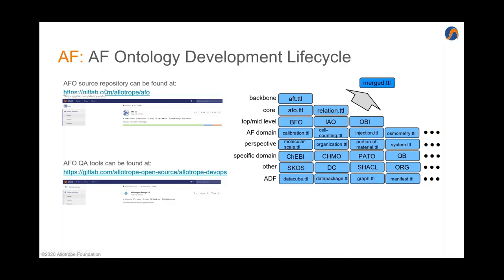And the AFO sources repository can be found at gitlab.com, allotrope/AFO. And the QA tools and the development tools can be found at Allotrope Open Source, Allotrope DevOps, again on GitLab, which will be discussed in a moment in the presentation that is going to be given by Karen.